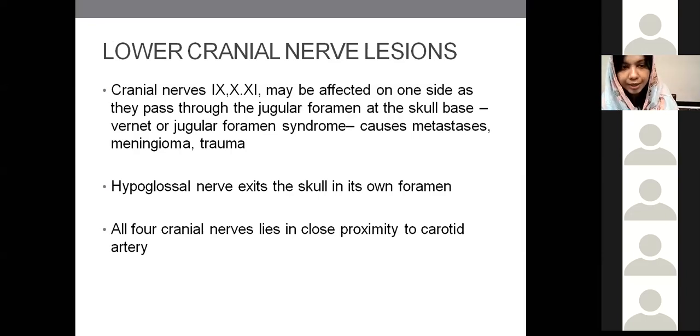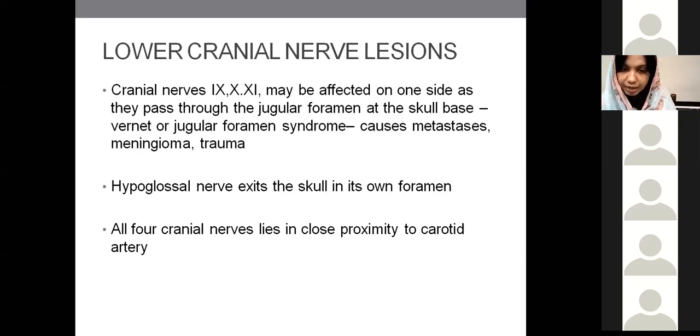Now the lower cranial nerve lesions. Cranial nerves 9th, 10th and 11th may be affected on one side as they pass through the jugular foramen at the skull base, Vernet or jugular foramen syndrome. So whenever you are asked what jugular foramen syndrome is: it is the involvement of the 9th, 10th and 11th cranial nerves, and the causes would be metastasis, meningioma or trauma. The hypoglossal nerve exits the skull in its own foramen.